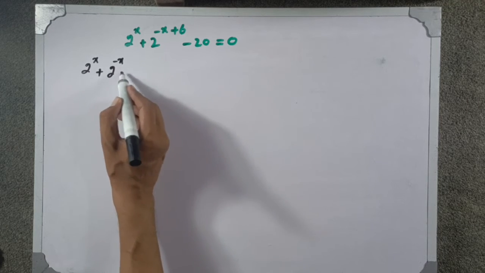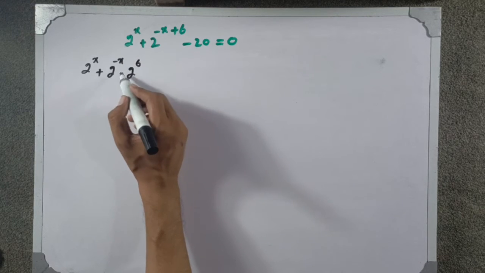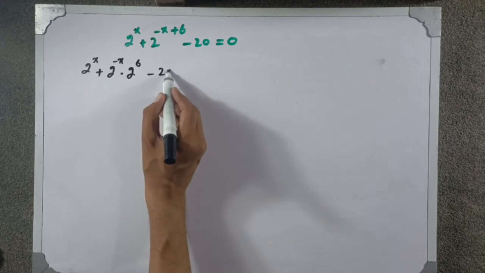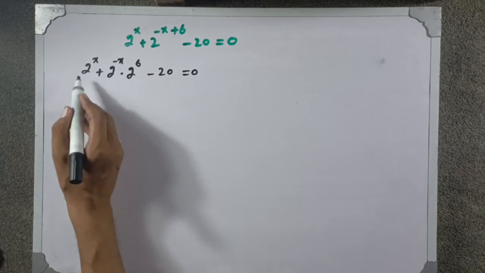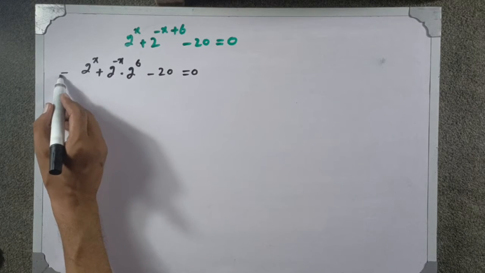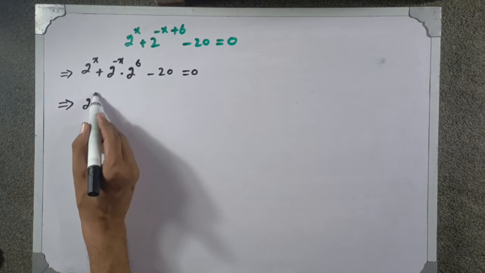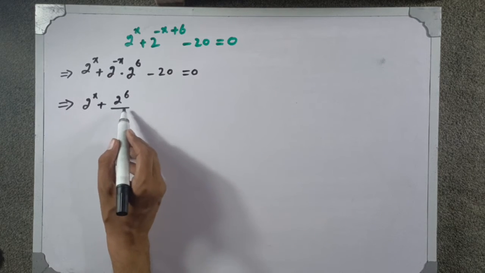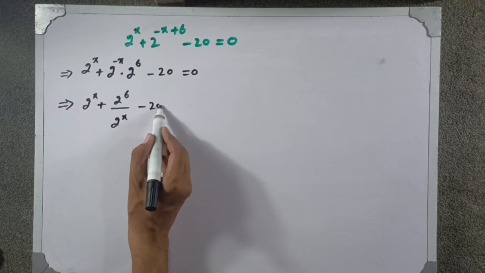2 raised to power x plus 2 raised to power minus x times 2 raised to power 6. Since the bases are same, the powers will be added, and this will give us minus 20 is equal to 0. So this equation can be written as 2 raised to power x plus 2 raised to power 6 divided by 2 raised to power x. This can also be written like this.